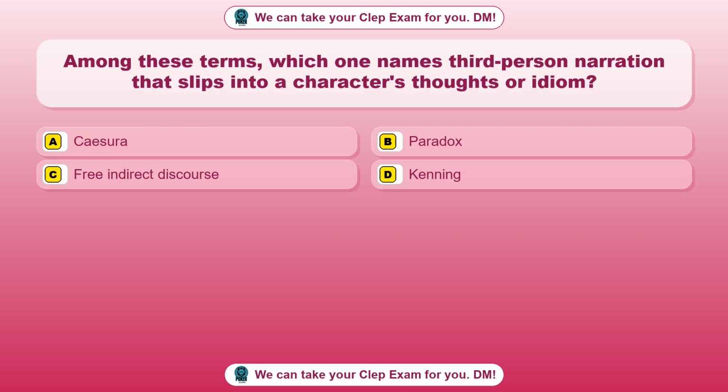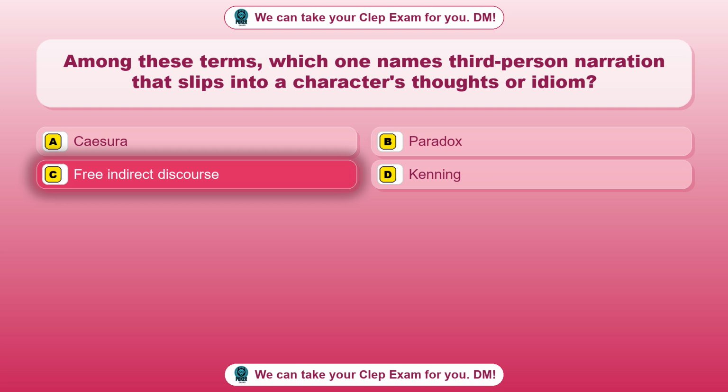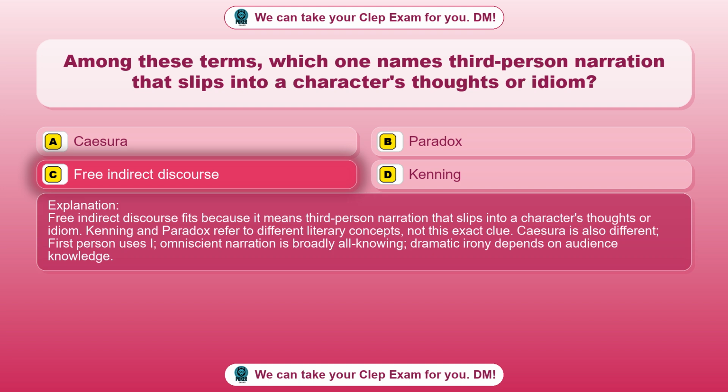Question 29. Among these terms, which one names third-person narration that slips into a character's thoughts or idiom? Option A. Caesura. Option B. Paradox. Option C. Free indirect discourse. Option D. Kenning. The correct answer is option C. Free indirect discourse. Free indirect discourse fits because it means third-person narration that slips into a character's thoughts or idiom.